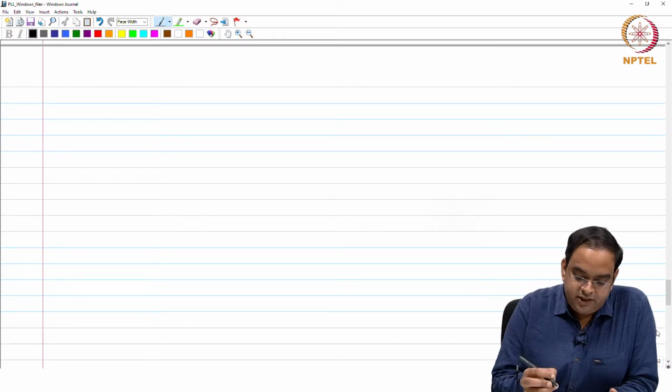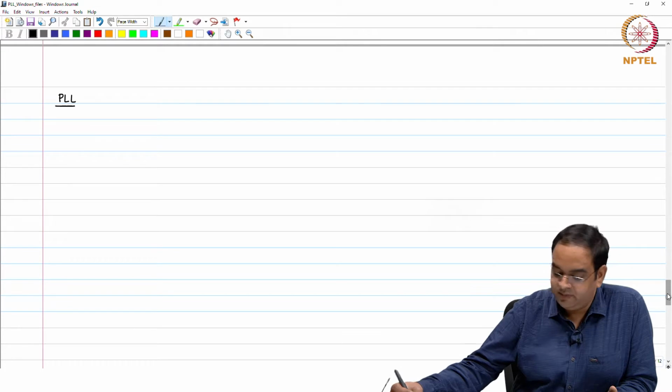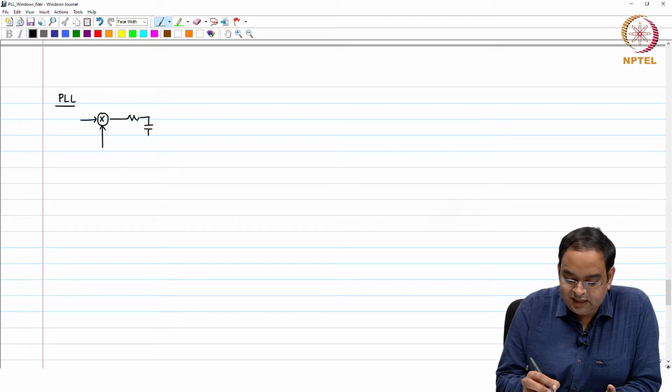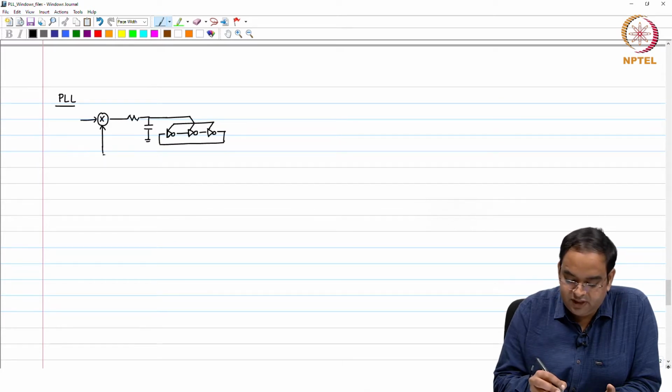Previously, we have seen the simple implementation of the PLL circuit. To recollect, the simple implementation was with the help of a mixer, a simple low pass RC filter followed by an oscillator. This is what we saw earlier, and at the end of the last session we actually found the small signal block diagram for the simple implementation.